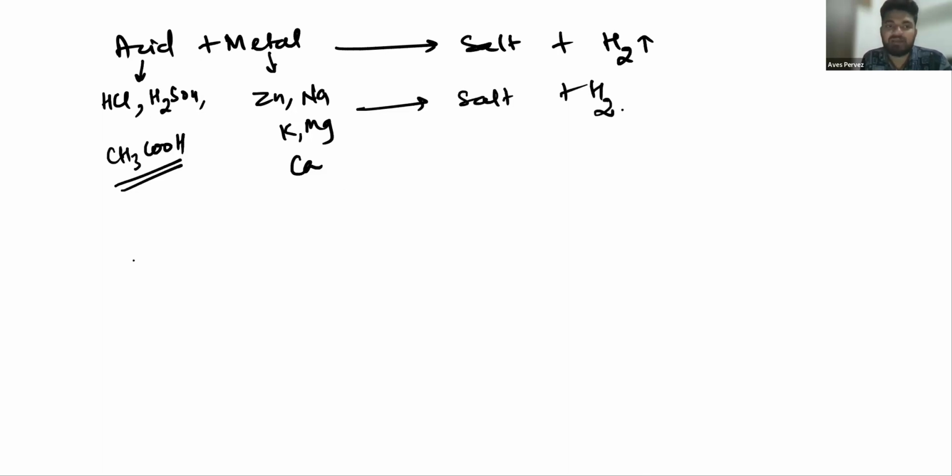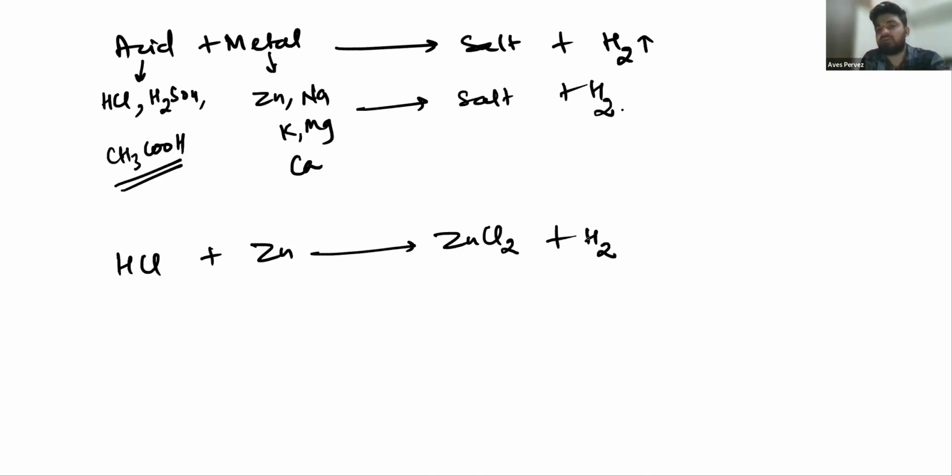For example, when HCl reacts with zinc, it will give you zinc chloride, ZnCl2, plus hydrogen gas. Why am I writing the formula of zinc chloride as ZnCl2? Why not write ZnCl? In a chemical compound, elements are combined together in a fixed ratio by mass. You cannot write water as HO or HO3. The correct formula is H2O. So the correct formula for zinc chloride is ZnCl2, not ZnCl.